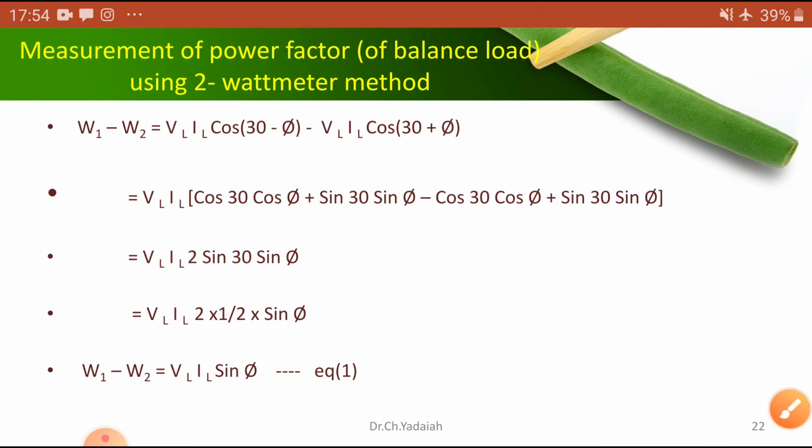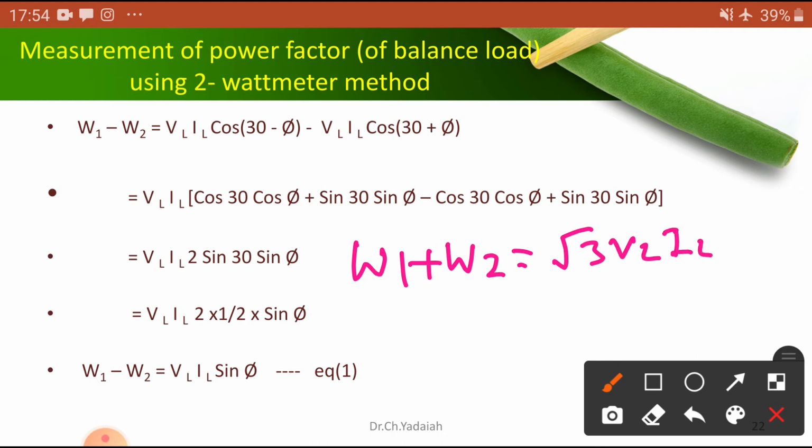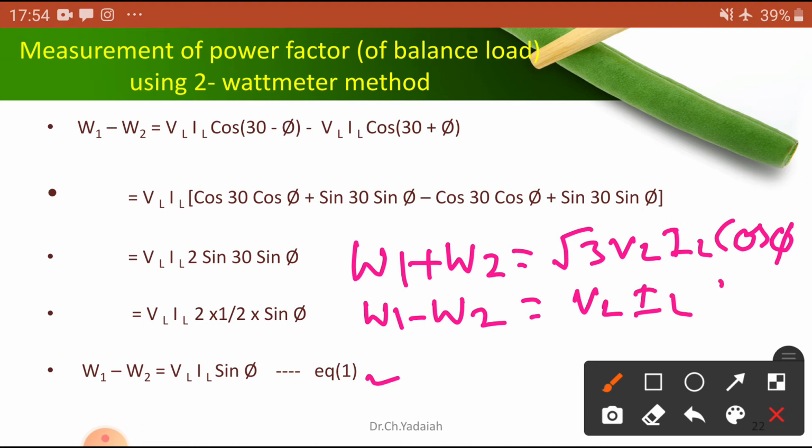Now here, what have we got? W1 plus W2 is equal to root 3 VL IL cos phi, and W1 minus W2 we got from this equation, that is VL IL sin phi. So from these two equations, if the wattmeter readings are added, we get the total power. If subtracted, we get the reactive power, VL IL sin phi.